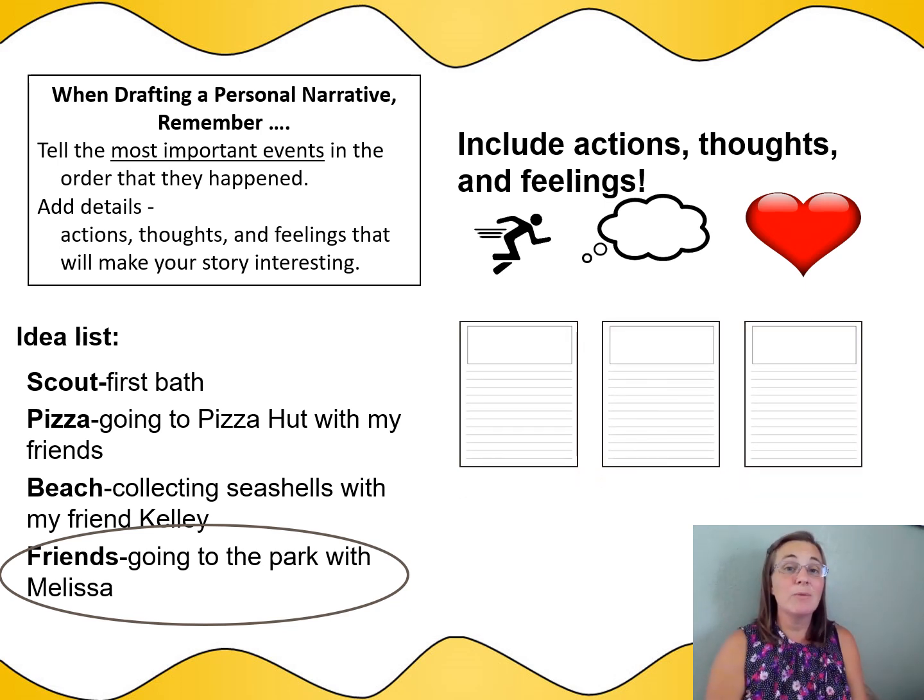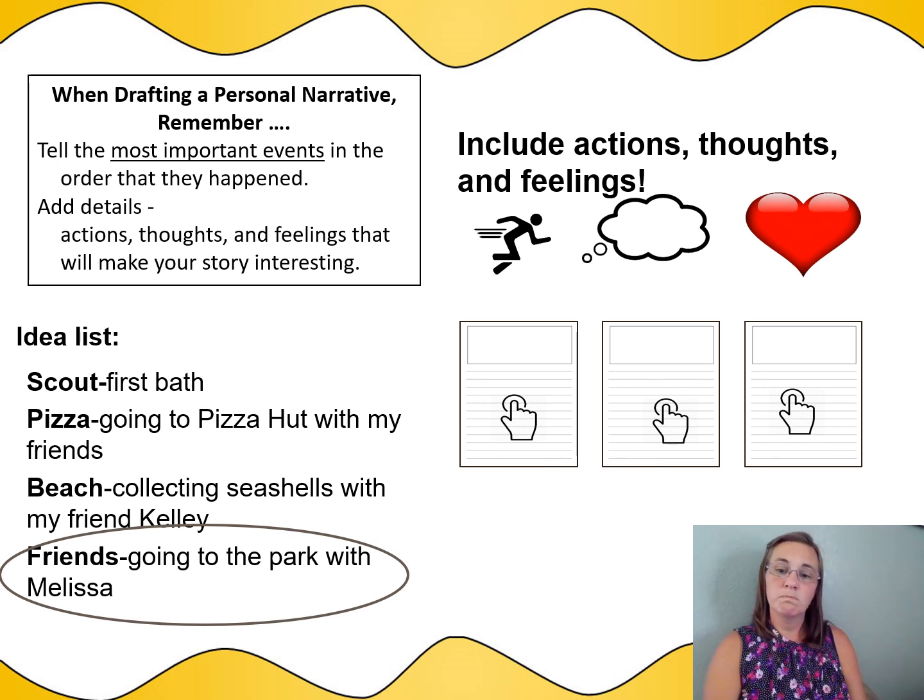And remember, to do that, we touch each page and say what happened in the beginning, the middle, and the end. Well, in the beginning, we went to the park and went to the swing sets. In the middle, we looked for 2 empty swings next to each other. And at the end, we swung together as high as we could go. Well, that's the most important events in the order they happened, but did you notice what I forgot? Details. There's no actions, thoughts, or feelings as I told my story.